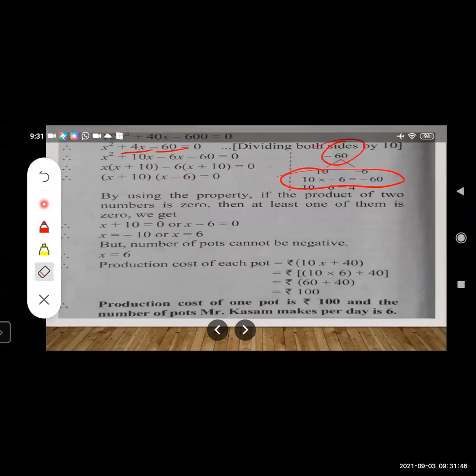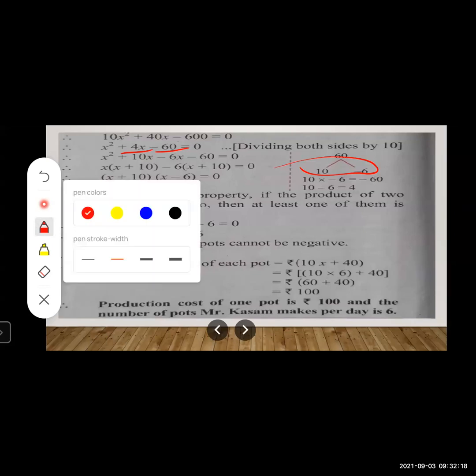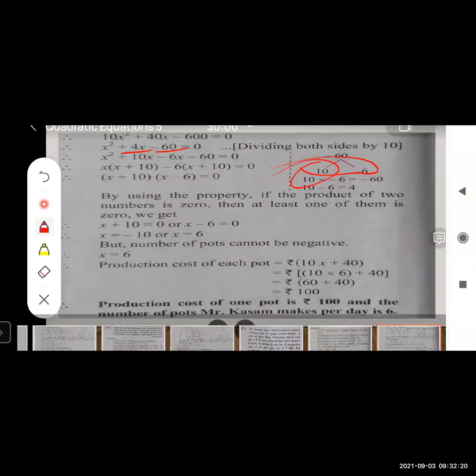So this is how I took these factors, that is 10 and minus 6. When I take 10 plus minus 6, I am getting plus 4, okay? And when I multiply 10 into minus 6, I am getting minus 60, right? See students, you need to know, I am not taking the minus sign for the 10. I am not taking the minus sign for 10 here. Why?